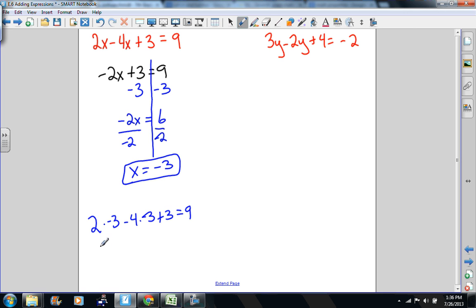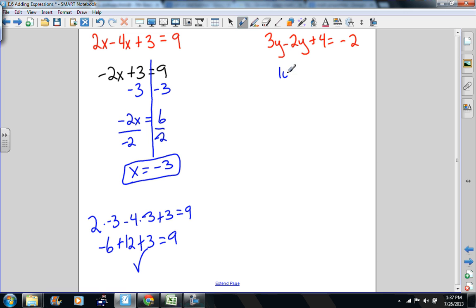2 times negative 3, that's negative 6. Negative 4 times negative 3 is a positive 12. Plus 3 equals 9. Negative 6 plus 12 is 6. 6 plus 3 is equal to 9. So we're good. Over here on the right, we have 3y minus 2y plus 4. These can be combined. This wants to be on its own.